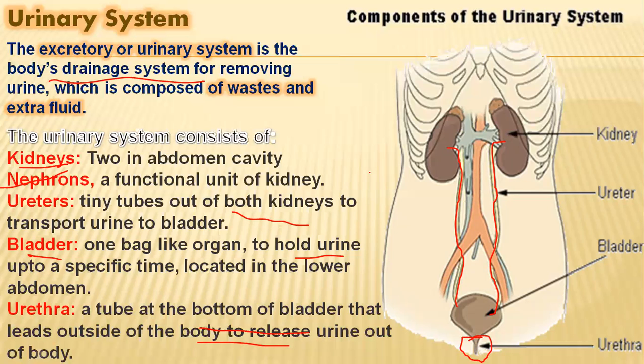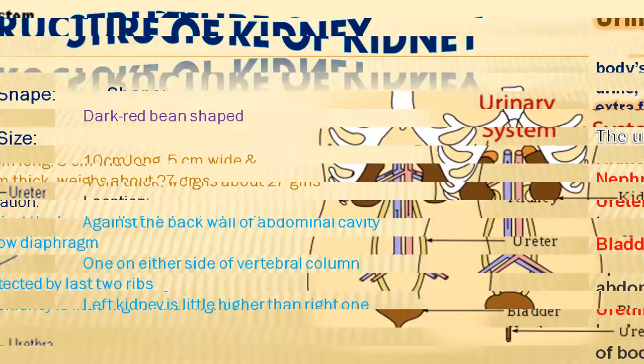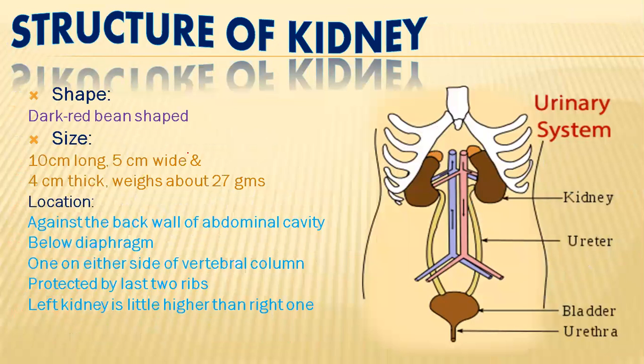So our urinary or excretory system is composed of number 1, kidneys, then ureters, then bladder, and number 4, urethra. And including all these, there is a very important role of one more organ, that is the nephron. What are nephrons? We will study that after a few minutes.